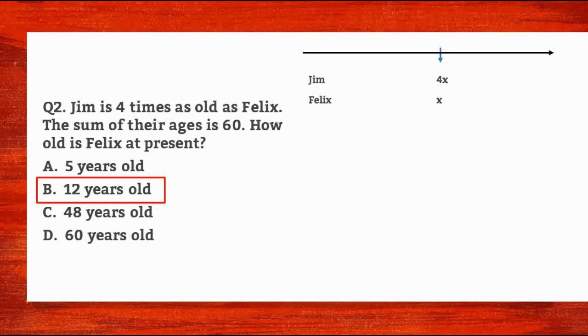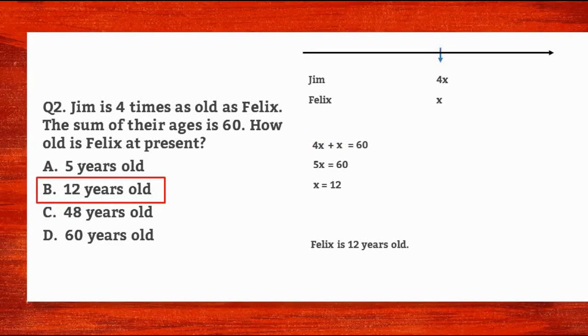The next step in the T solution is setting up the equation. And the problem states that the sum of Jim and Felix's present ages is 60. Thus we have 4X being Jim's present age plus X being Felix's present age is equal to 60. We then solve for X by combining like terms. X is equal to 12.